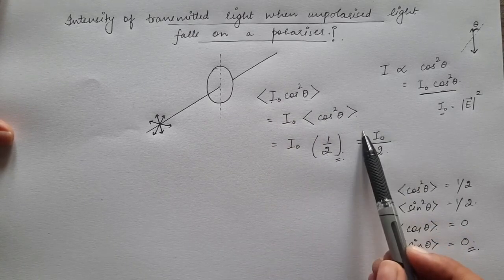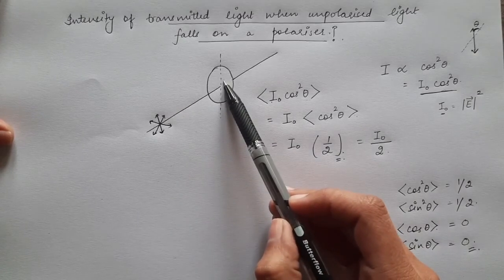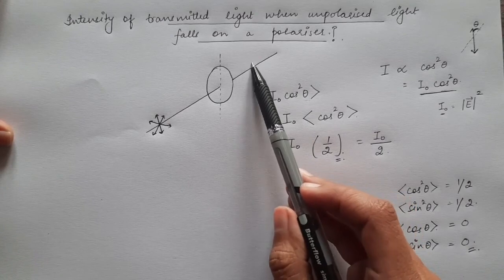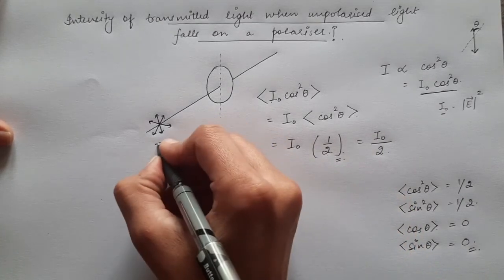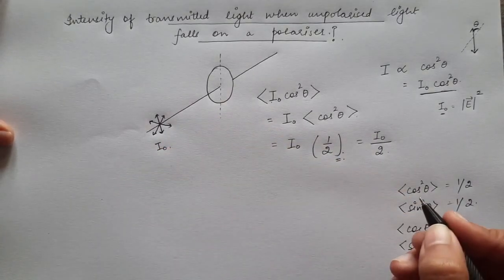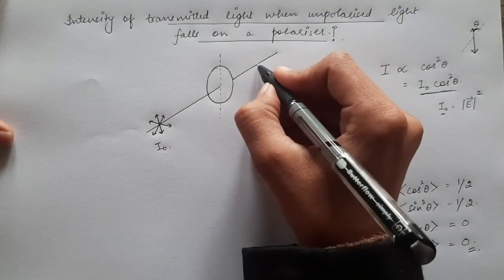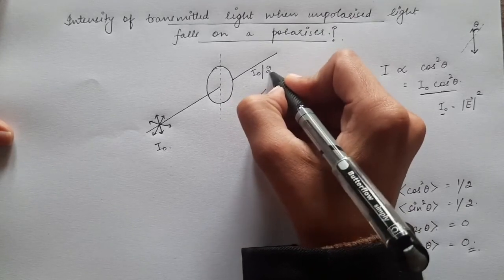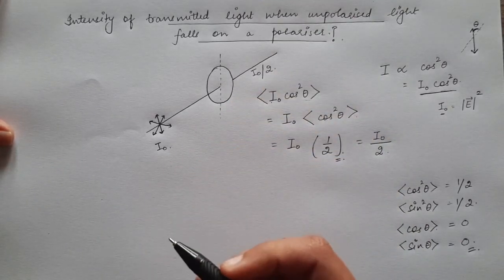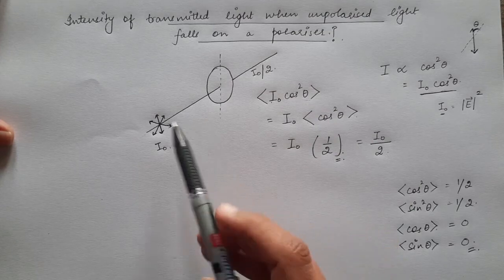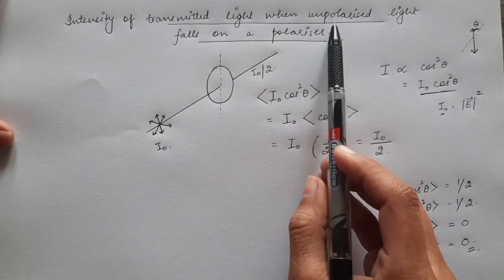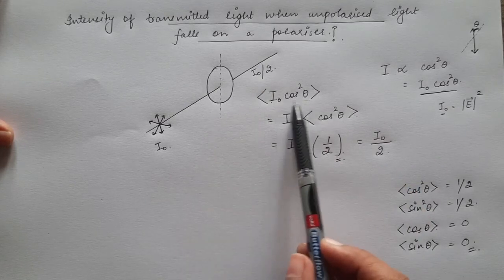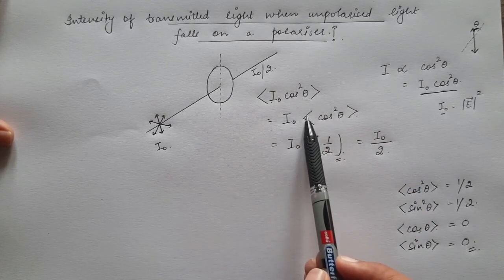So it is fixed. If unpolarized light falls on a polarizer, the intensity of the transmitted light will always be equal to half of the original intensity. I0 is the intensity of the incident light, and the light which gets transmitted will have half of its original intensity. This happens in the case of unpolarized light, and this occurs because the angle theta is not fixed. Therefore we take the average of cos square theta.